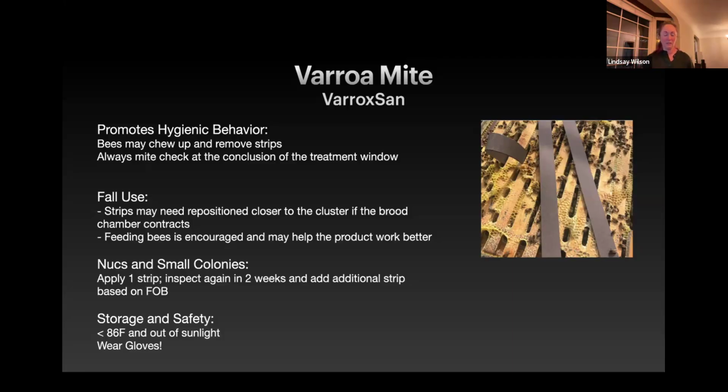Some tips for it. If you're using it in the fall and your beehives are getting smaller, you may need to reposition those strips closer if the brood contracts. If you're using it on nucs in the spring, with growing colonies, you may need to add additional strips for the treatment duration if they outgrow what you applied to them. So apply one strip, inspect again in 2 to 3 weeks, and add additional as you need.